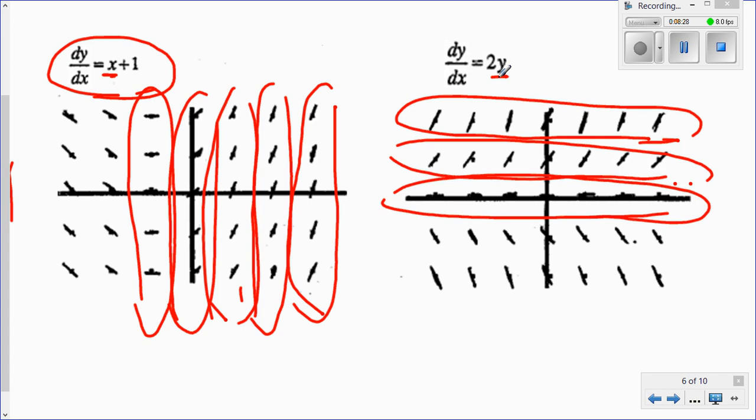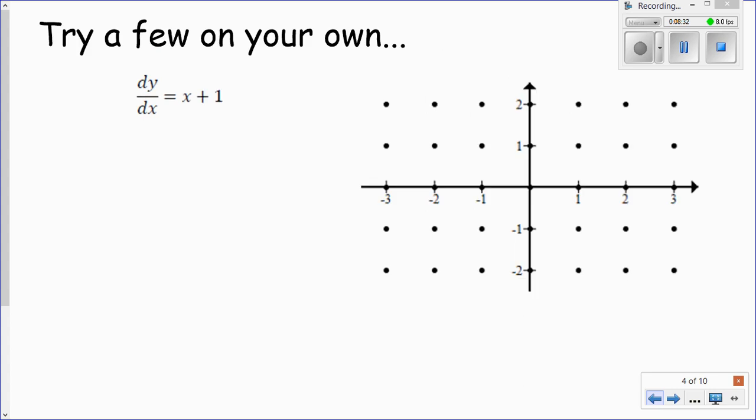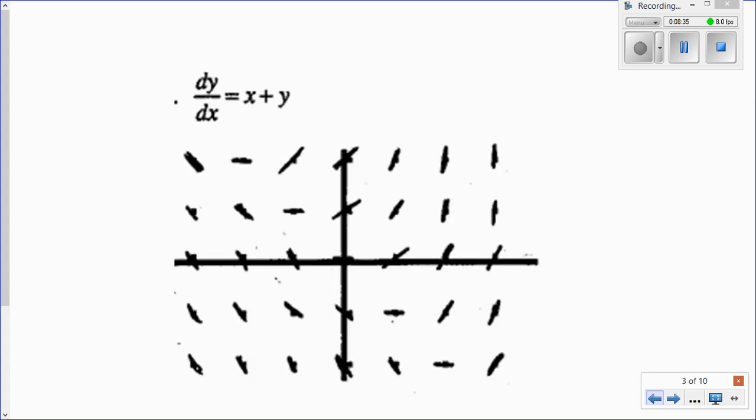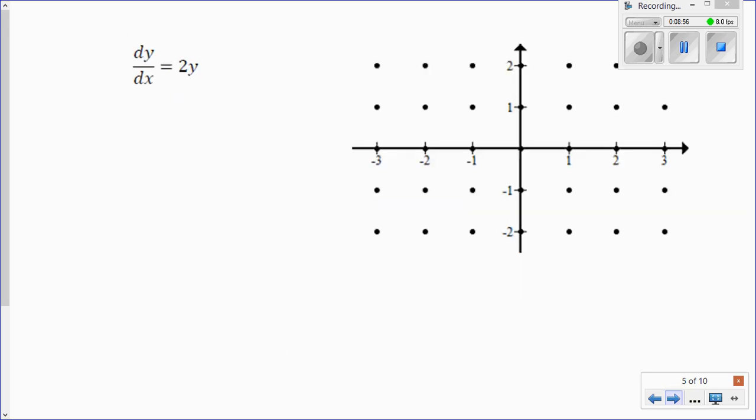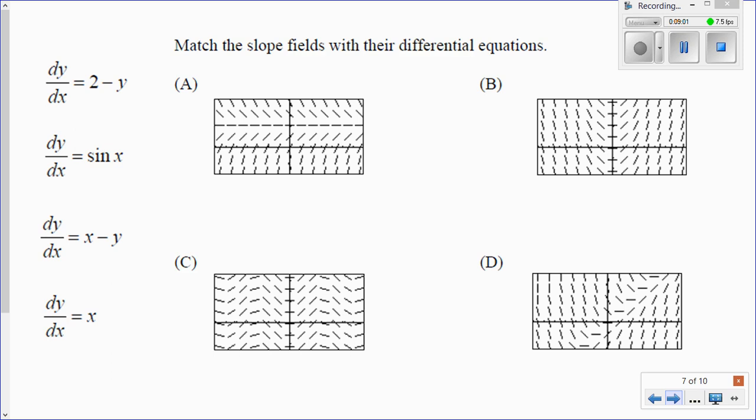Now, if neither of these scenarios are true when you look at the slope field, so let's go back to the x plus y slope field. Notice if you look vertically, the tangent lines are different, and if you look horizontally, the tangent lines are different. So that's a hint that your differential equation is in terms of x and y. Okay, so that can be really helpful when you're trying to match a slope field to its differential equation.